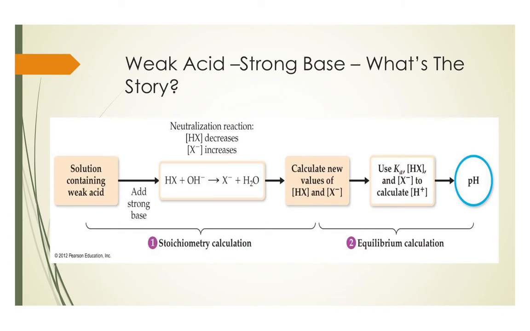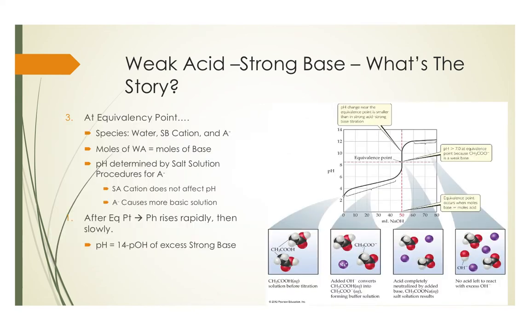So the idea here, again, is here's our stoichiometric calculation using our weak acid, strong base reaction. Then once we've got that taken care of and figure out where along the curve we are, we're going to have new values for the concentration of the weak acid and the conjugate base. And we'll use those along with Ka and the Henderson-Hasselbalch equation to figure out the pH. All right. So that continues until we get to step 3.